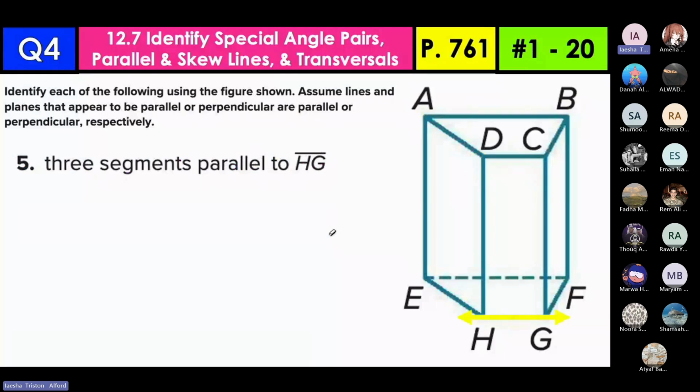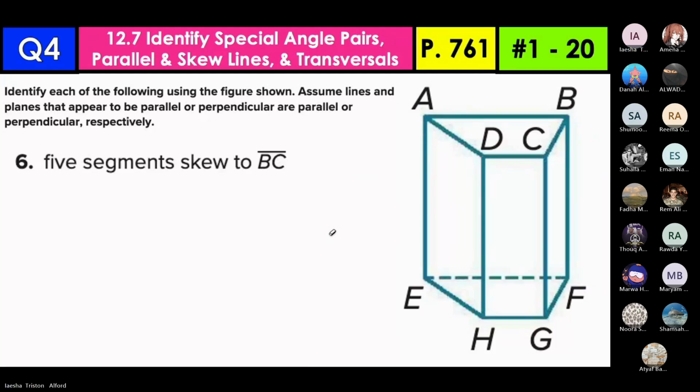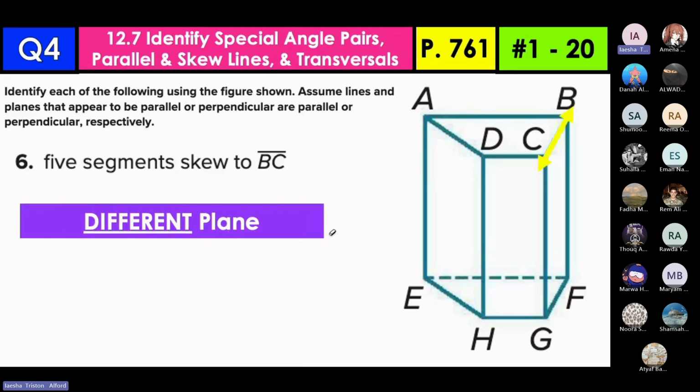Three segments parallel to HG. So this one has 3. Should be in the same plane. So DC, AB, and EF. Those can all be parallel. They will never ever intersect. Number 6, what is skew? Should be in a different plane. So these should be skew.